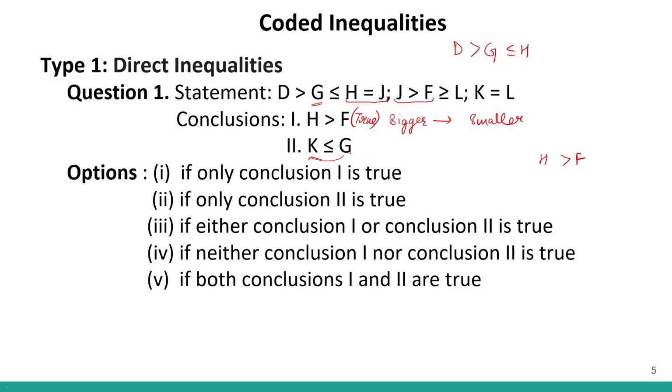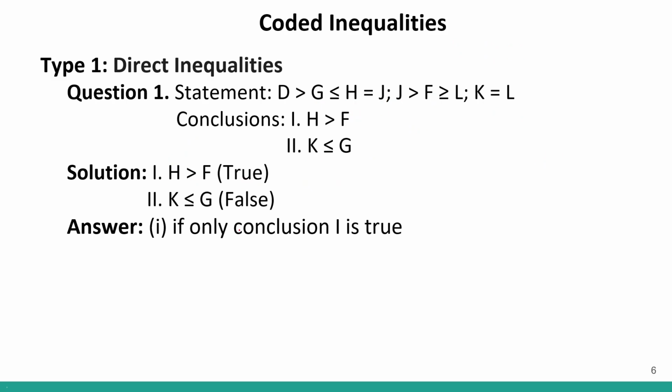So I can say this statement is false, correct? I do not have a bigger element to follow. So if I look at the options, this option says that only conclusion 1 is true. If only 1 is true, that means 2 will be false. So my answer will be option number 1. Clear? This is the solution.